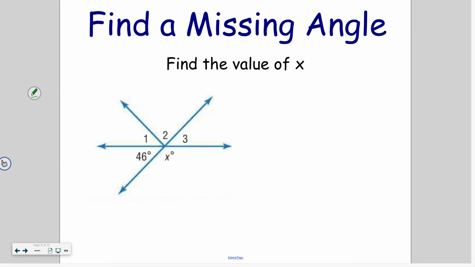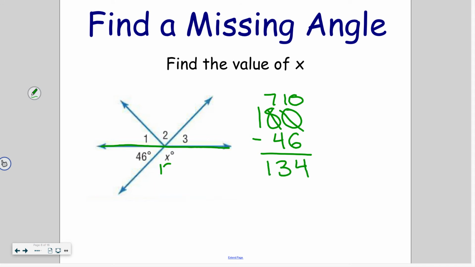We can also use these ideas to help us find missing angle measurements. So right now we are looking for the value of x. In order to do that, we need to use the information that we're given. So we're given that 46 degrees and x. The relationship between 46 and x is that they form a straight line or that they are supplementary. So in order to find x, we're going to take our 180 degrees and subtract the 46 that we already have. After I do that, I end up with an answer of 134. So angle X is 134 degrees.